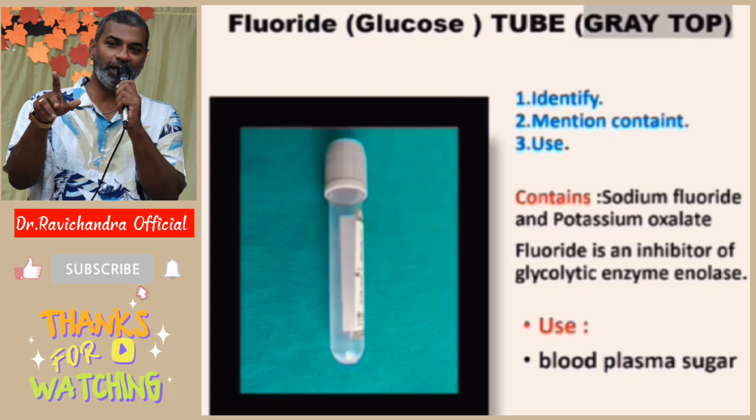Fluoride or glucose tubes will have a gray topped vacutainer containing sodium fluoride and potassium oxalate. Fluoride is an inhibitor of glycolytic enzyme enolase. So fluoride tubes are used in measuring the blood plasma sugars.